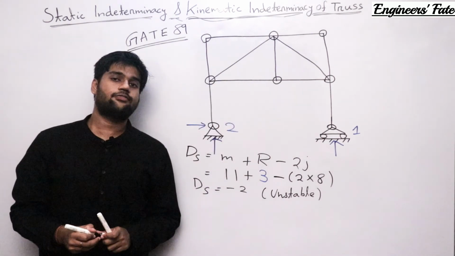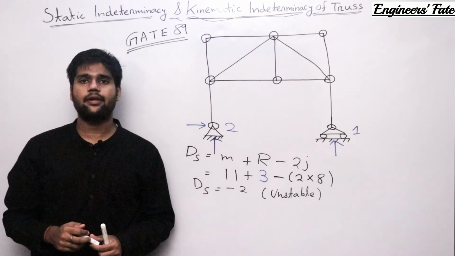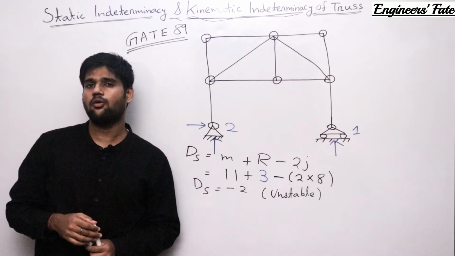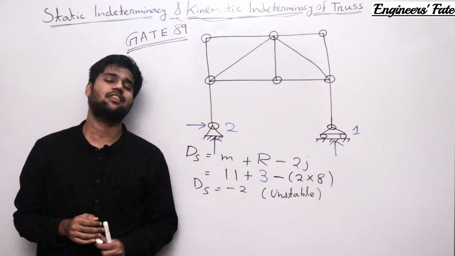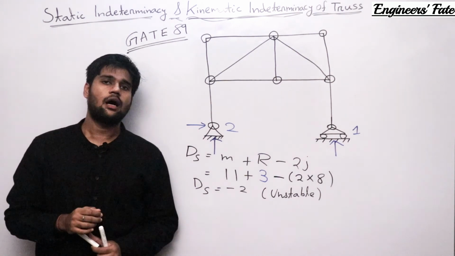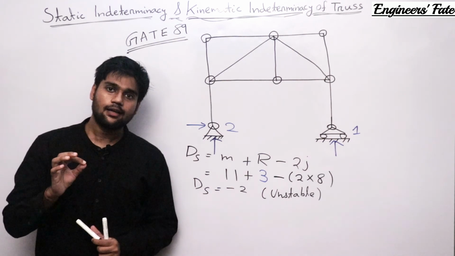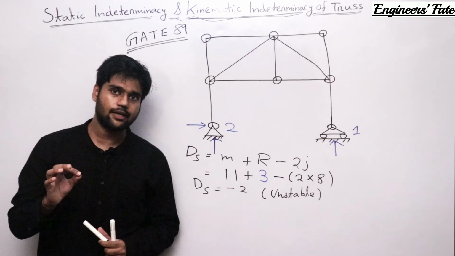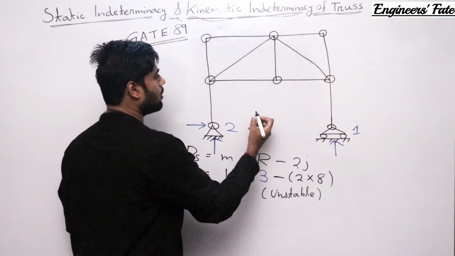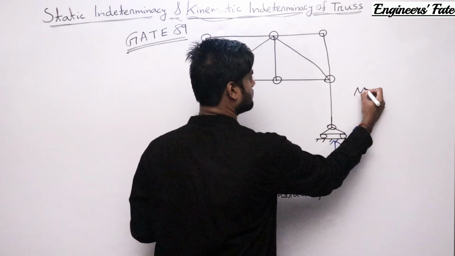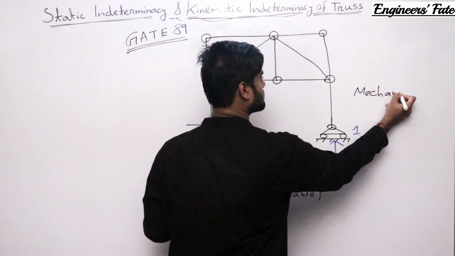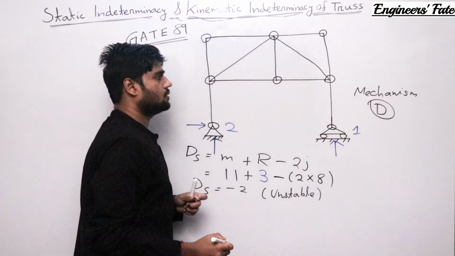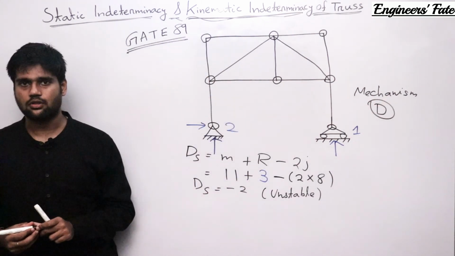In my first video, my introduction video, I covered structure versus mechanism, and I hope you have watched that first video. In that video I told that unstable structures are called mechanisms. And this is option D. So try the next GATE question.